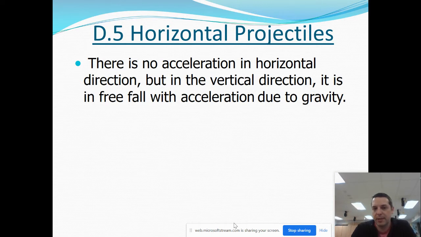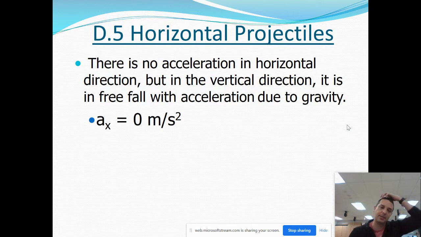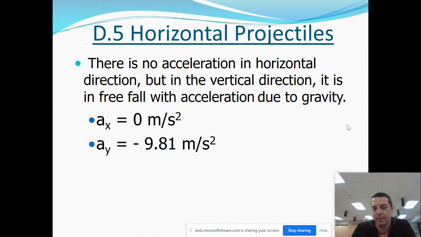When you talk about horizontal projectiles, there's no acceleration horizontally. There is vertically, so we're going to still use that separation of the horizontal and vertical directions, and we're just going to deal with acceleration due to gravity in the vertical direction. So if we list out some of the variables that we'd have when we talk about horizontal projectiles, in the horizontal direction, no acceleration, but in the vertical direction, we have acceleration due to gravity, negative 9.81 meters per second squared. And since we're going to do analysis on both the horizontal and vertical directions separately, we have to identify accelerations and velocities for each of these directions separately.